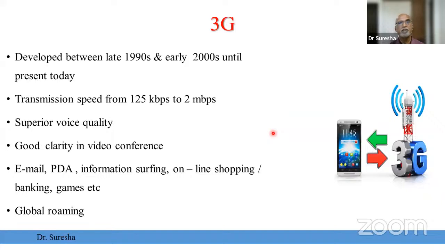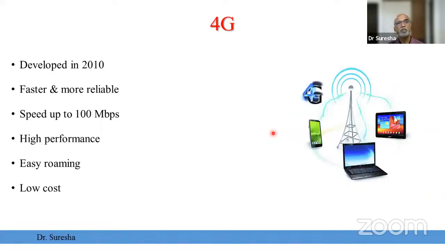Global roaming. And 4G was developed in 2010, faster and more reliable, with speed up to 100 Mbps. So from 64 kbps it has gone up to 100 Mbps. High performance, easy roaming, low cost. Cost also has gone down.